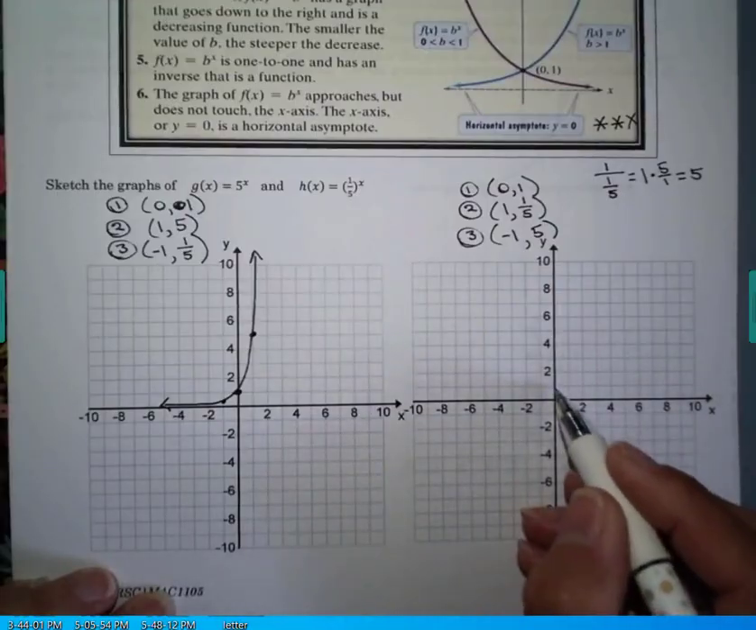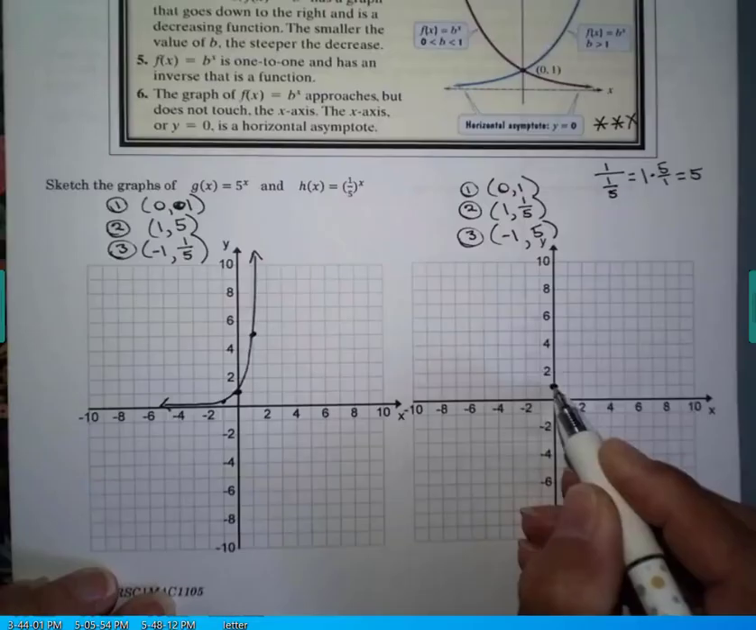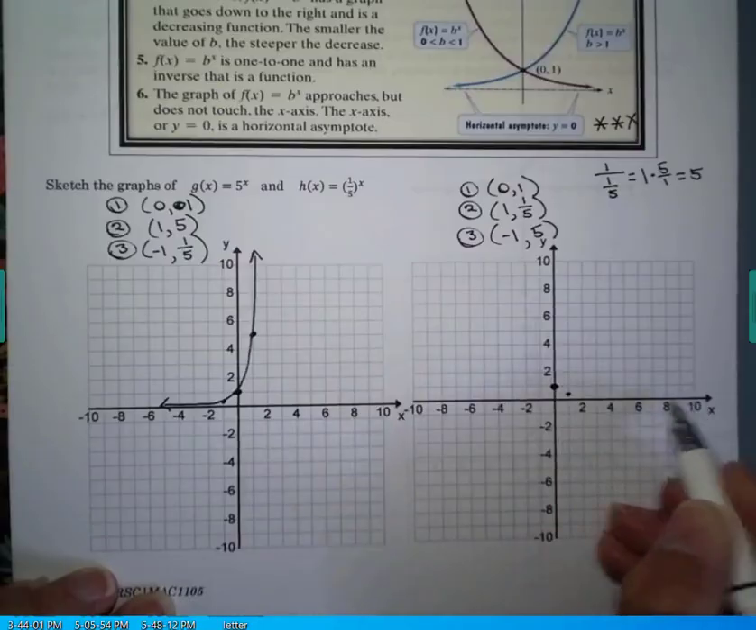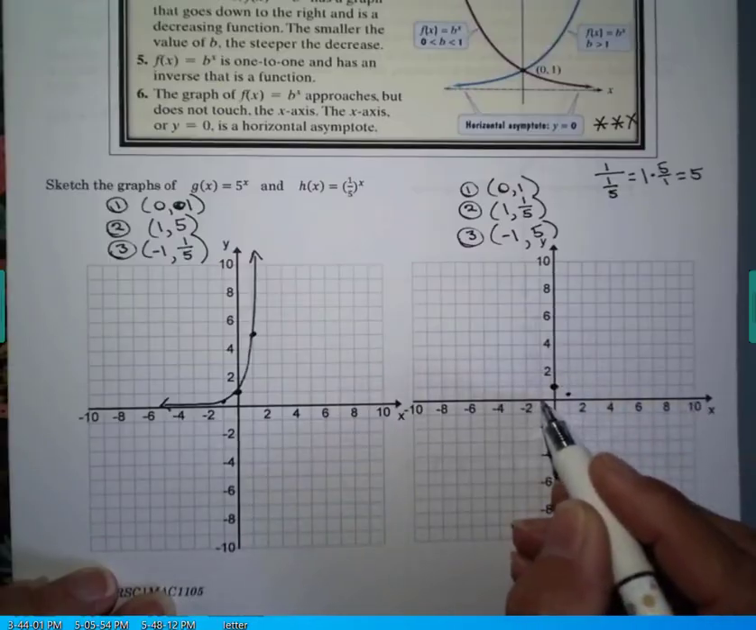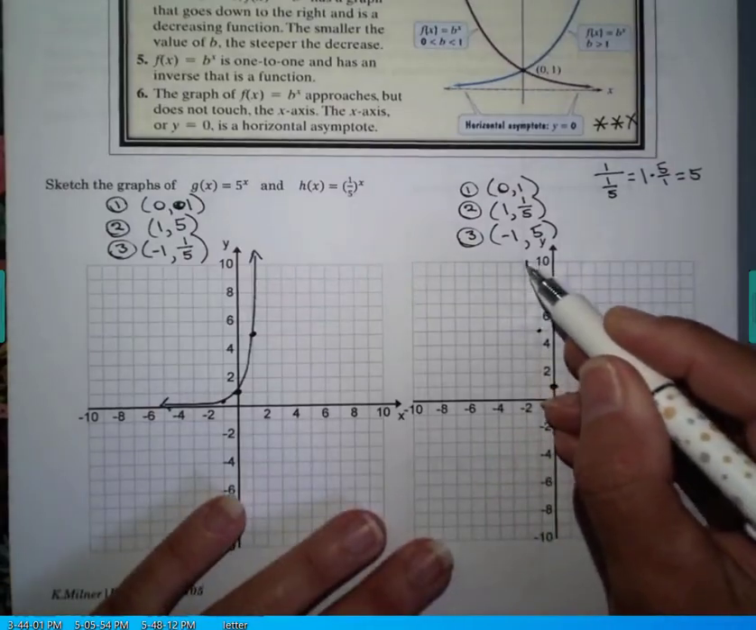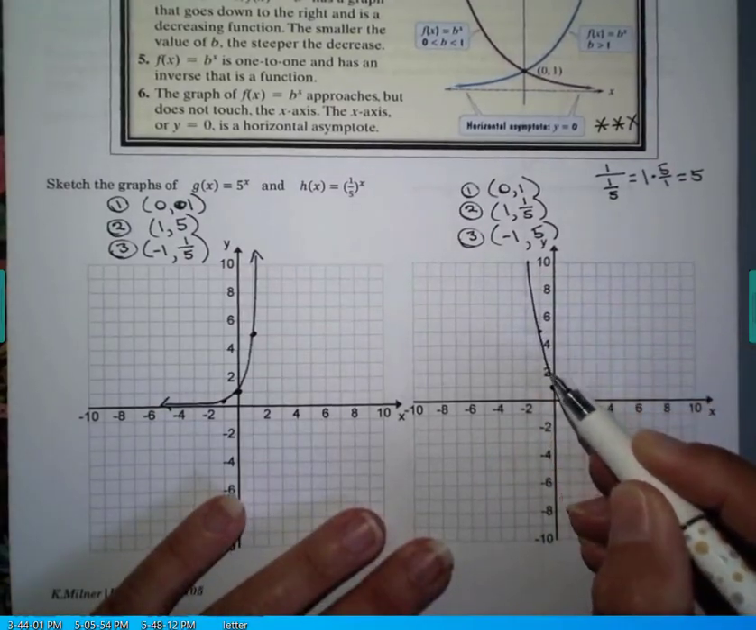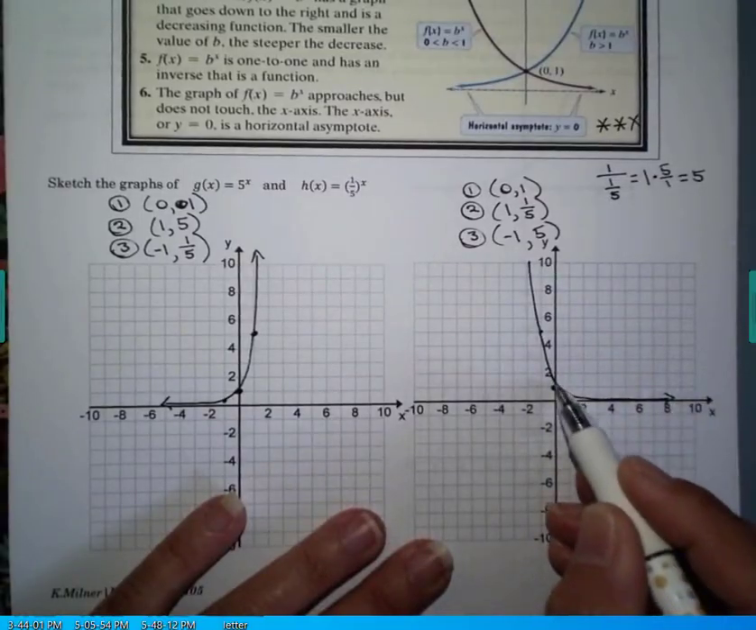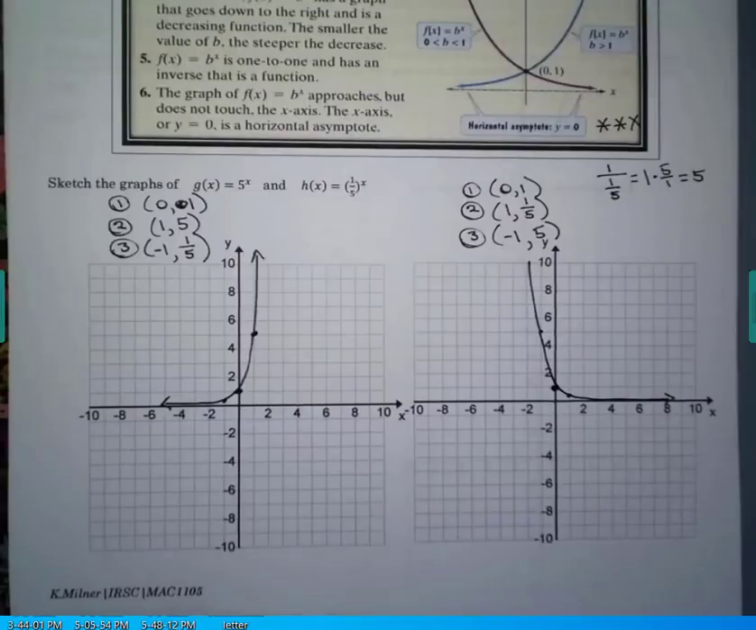So I've got (0, 1) right here. I've got (1, 1/5). This time that's where it's going down toward that horizontal asymptote, isn't it? And then I've got (-1, 5). It is the exact opposite of what I just drew with my first function. Now I'm trying to make it go through these points and not touch that horizontal asymptote, but you get the picture. It gets really close to it, but doesn't touch it.